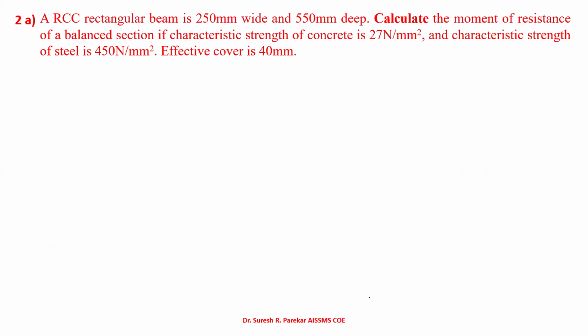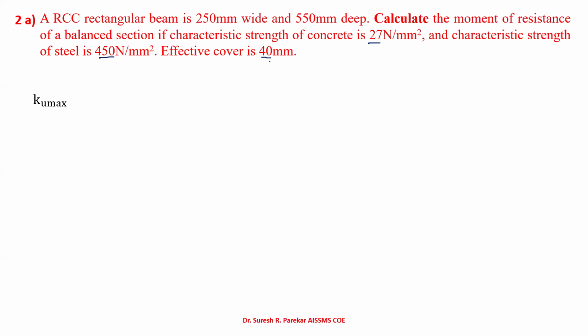Now we will switch over to question 2A. Now this is given: an RCC rectangular beam is 250 mm wide and 550 mm deep. Calculate the moment of resistance of a balanced section. The characteristic strength of concrete is 27 and that of steel is 450. Effective cover is given as 40.